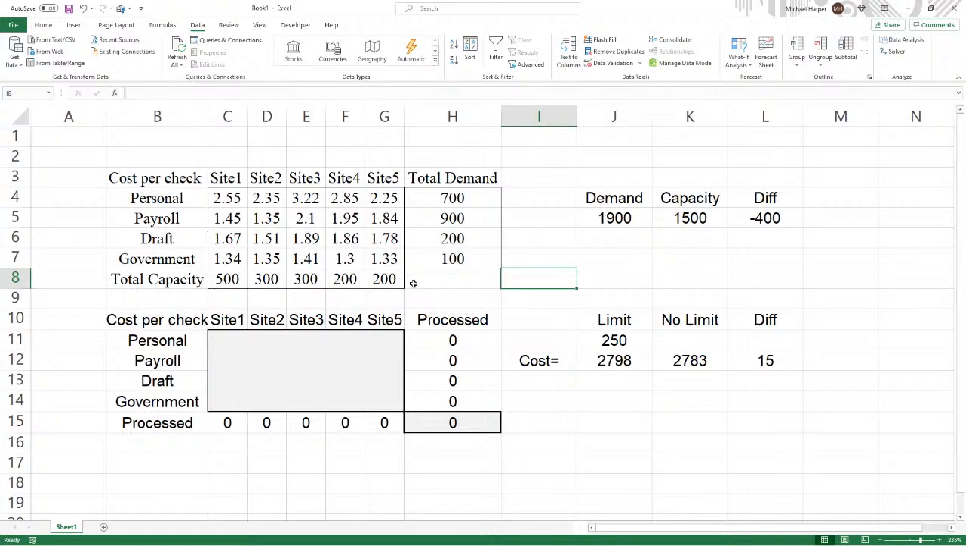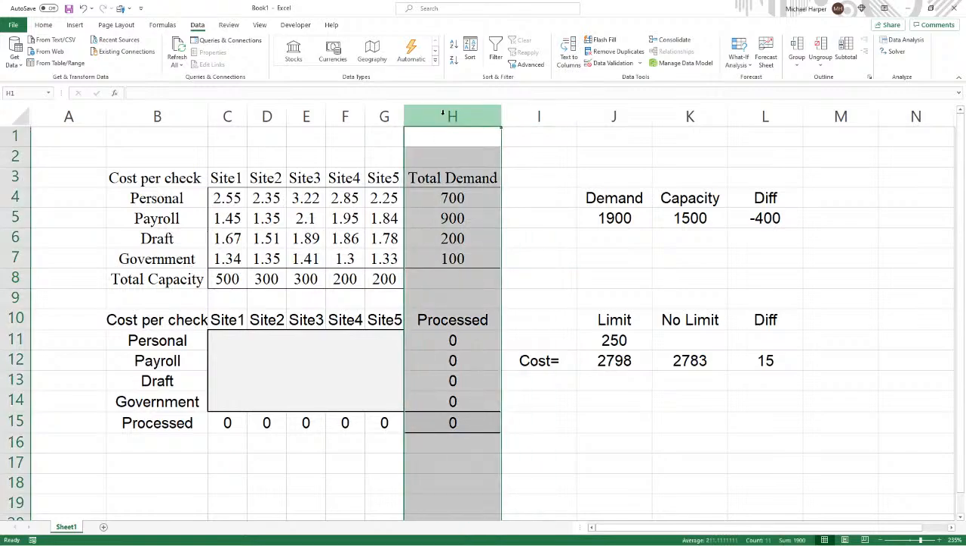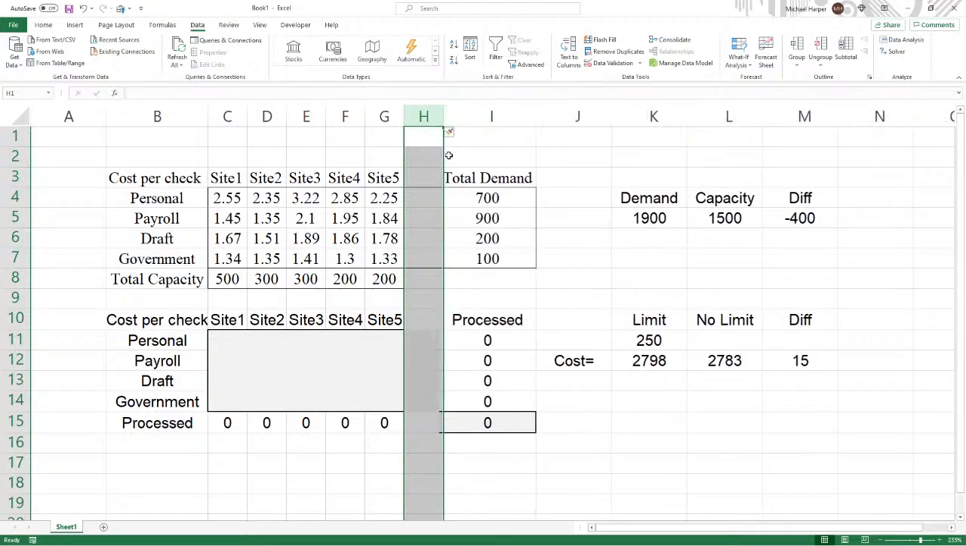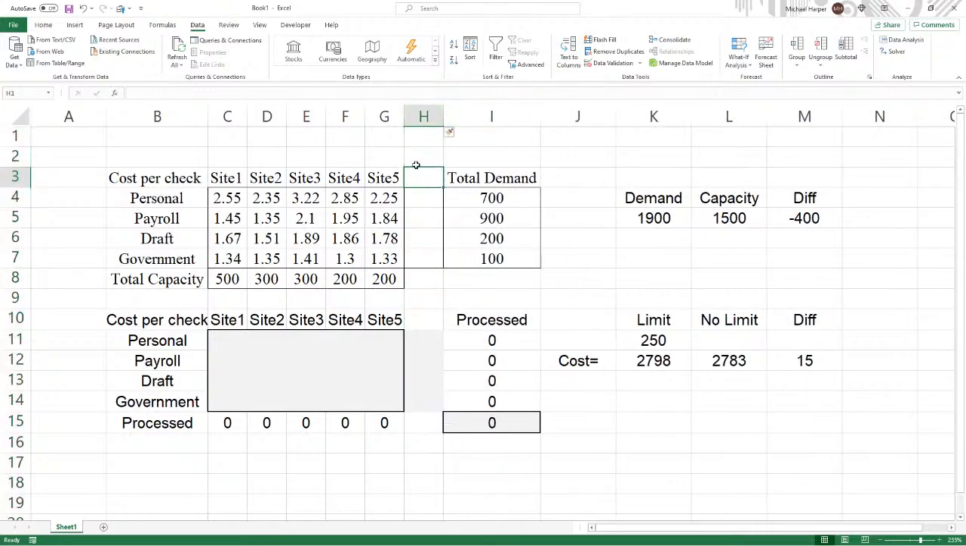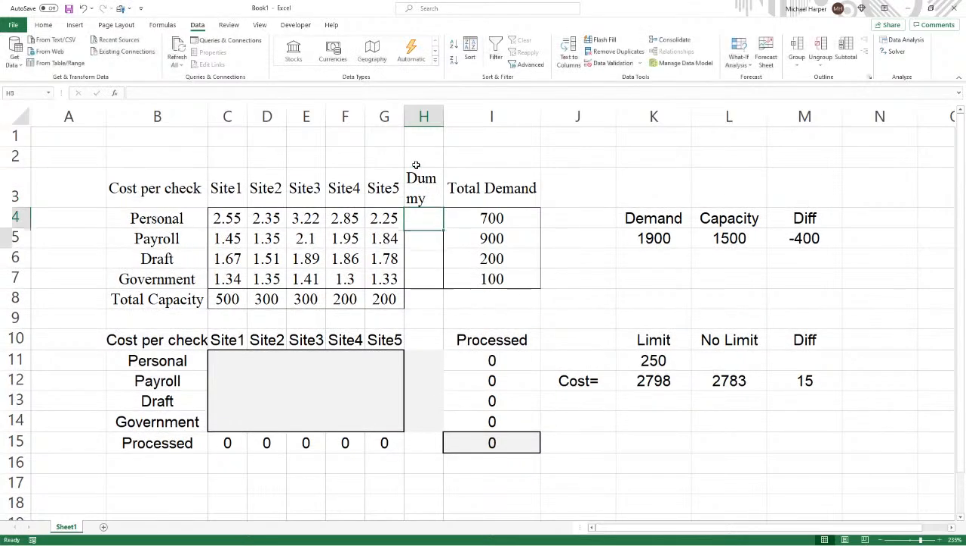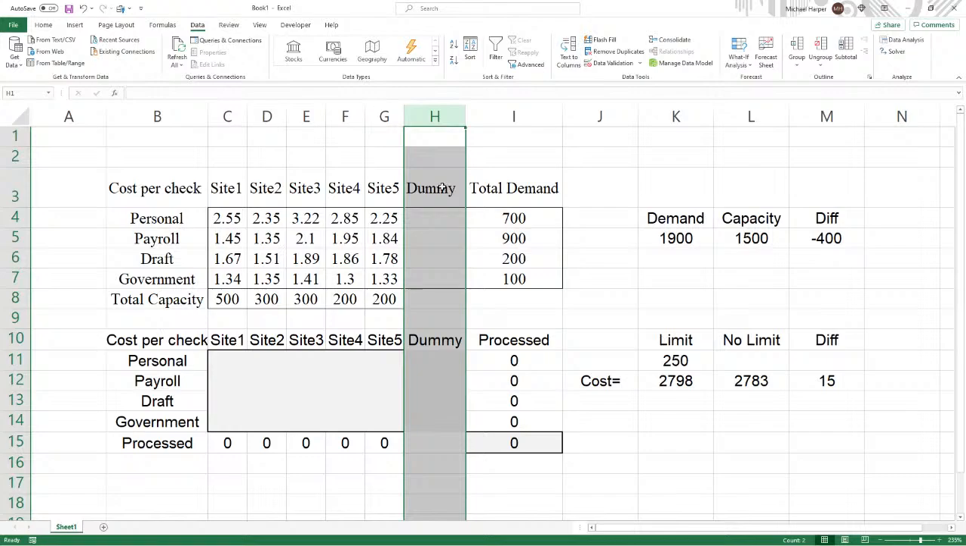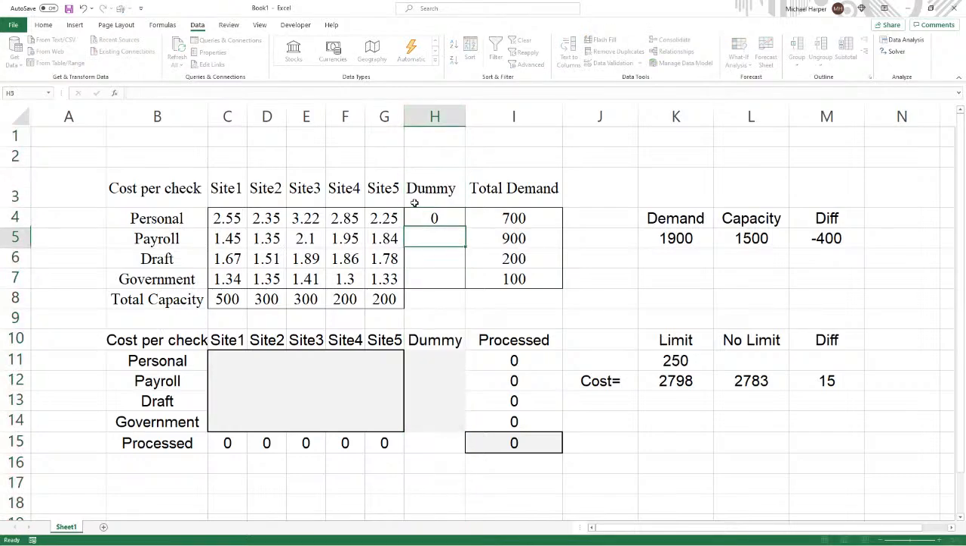So the way we do this, right here, here's our demand. We're going to need more capacity. So we're going to add a column in here. Control plus is adding a column. And let's call this a dummy capacity. I'm sure you can call it any name you want. I'm sure you know a lot of dummies. Anyway, the point is the cost is going to be 0. And the capacity here is going to be 400.